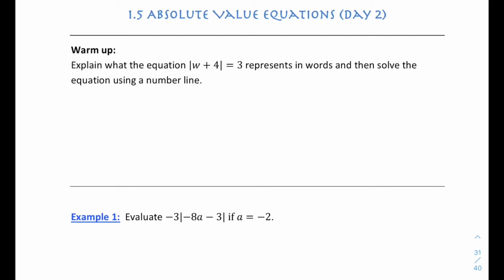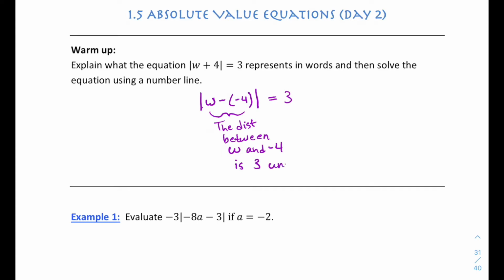Okay, so yesterday we looked at absolute value equations. We're going to do some more with them today. So if I'm going to write the expression absolute value of w plus 4 equals 3 in words, we're thinking about distance, and distance is found by subtracting two values. So let's write this as w minus negative 4, because that'll give us an expression that it's easier to think about. It gives you the distance between w and negative 4. So that says the distance between w and negative 4 is equal to 3 units.